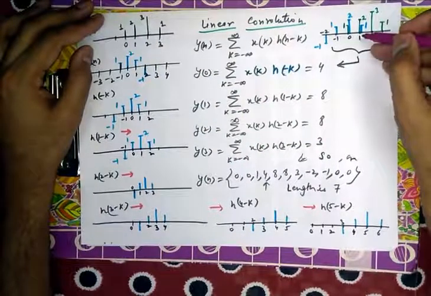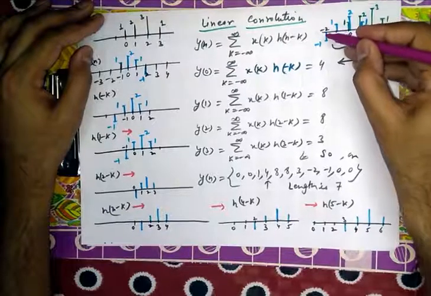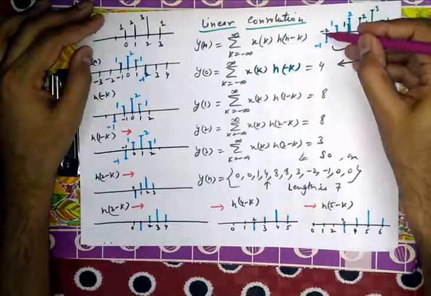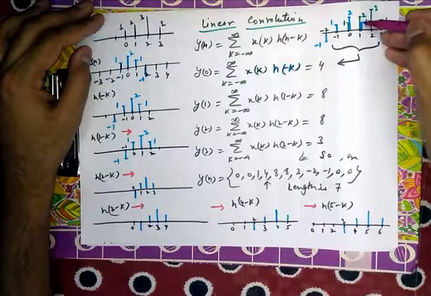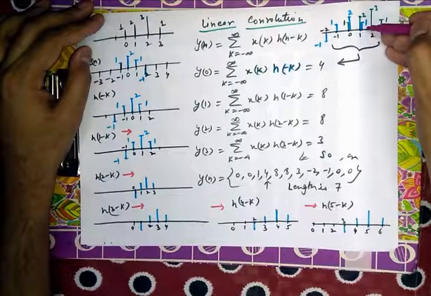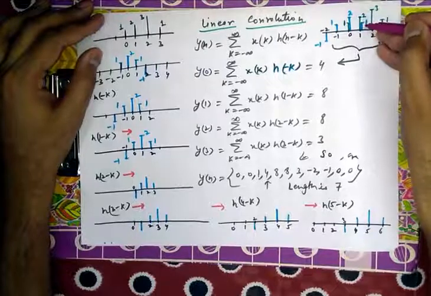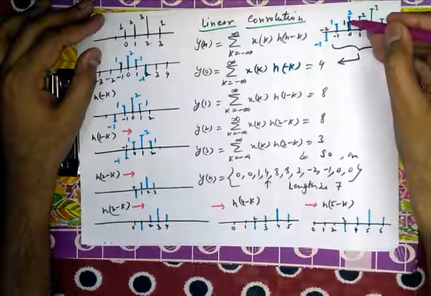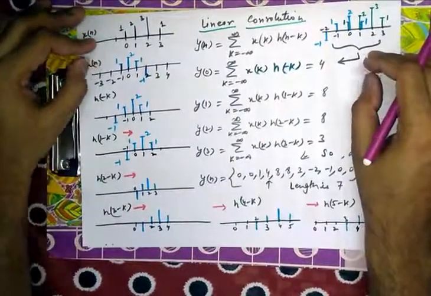Then we will multiply the values. 1 multiplied with nothing becomes 0, minus 1 multiplied with nothing, 3 multiplied with nothing, 1 multiplied with nothing. Only 2 multiplied with 1 is a non-zero value, and 2 multiplied with 1 is a non-zero value. So 2 into 1 plus 2 into 1 becomes 4. So this is the methodology to calculate the convolution.